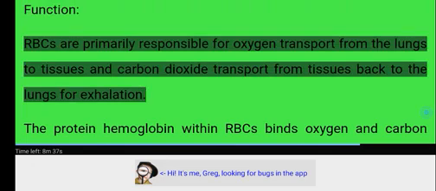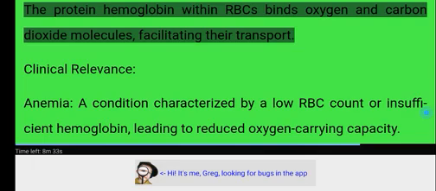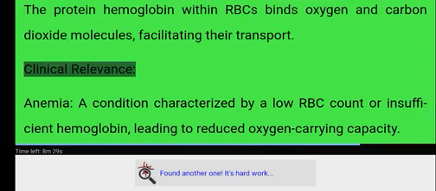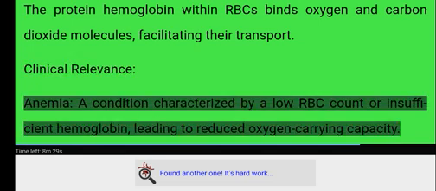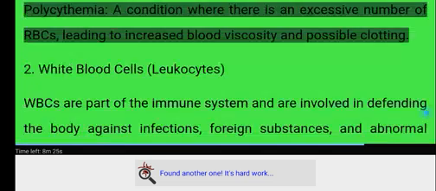Function. RBCs are primarily responsible for oxygen transport from the lungs to tissues and carbon dioxide transport from tissues back to the lungs for exhalation. The protein hemoglobin within RBCs binds oxygen and carbon dioxide molecules, facilitating their transport. Clinical relevance. Anemia, a condition characterized by low RBC count or insufficient hemoglobin, leading to reduced oxygen carrying capacity.